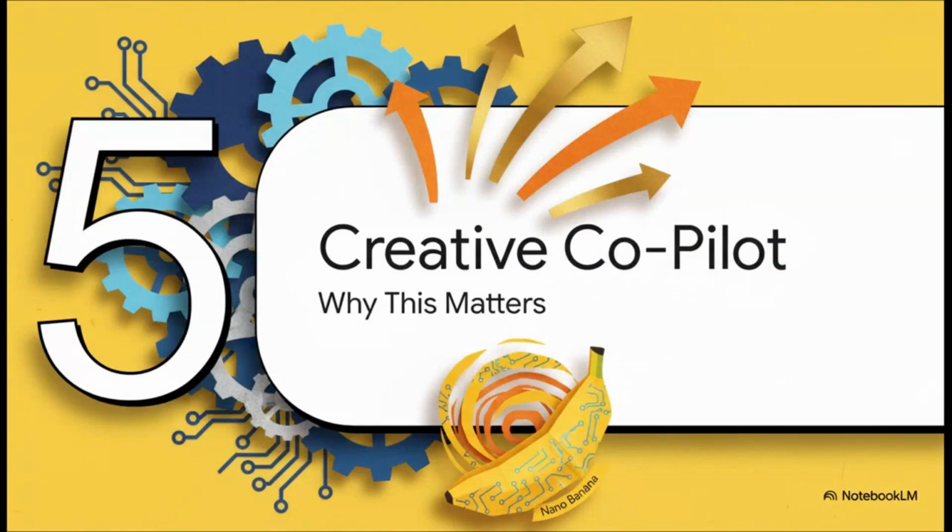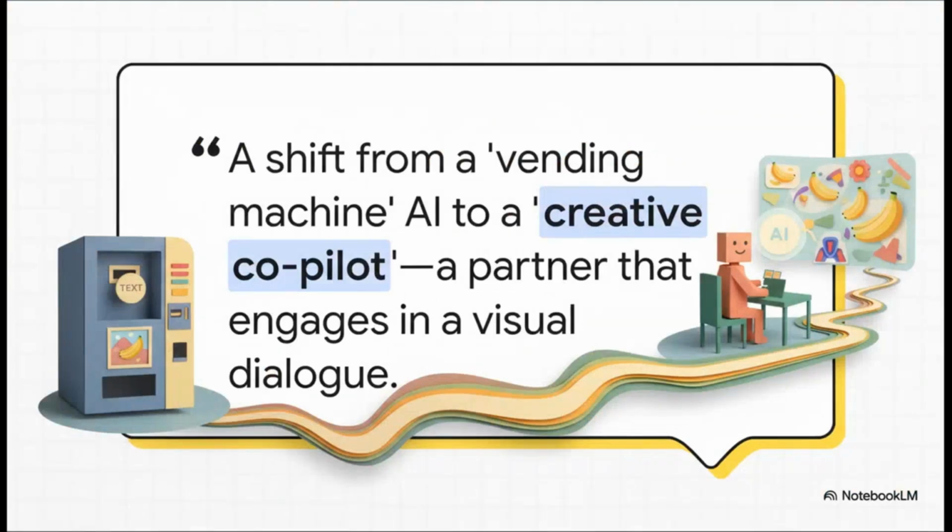Okay, so what does all this actually mean? A new AI tool is cool and all, but why is this one a fundamental shift in how we work? I think this quote from an industry report just nails it. We've gone from this vending machine model of AI, where you put in a prompt, you get one image out and that's it, to a creative co-pilot. It's like having a partner that's right there with you in a visual dialogue, one that gets the context and helps you build on your ideas.